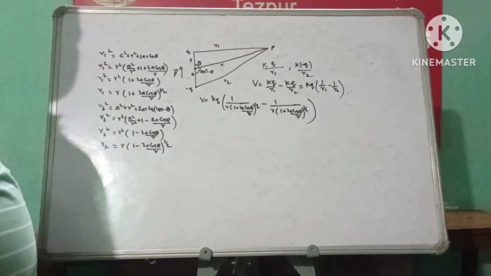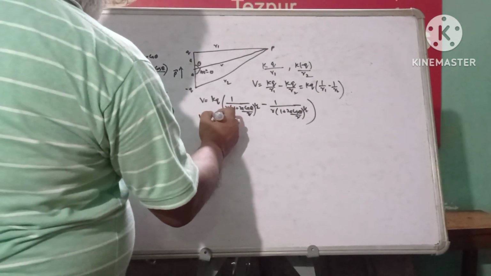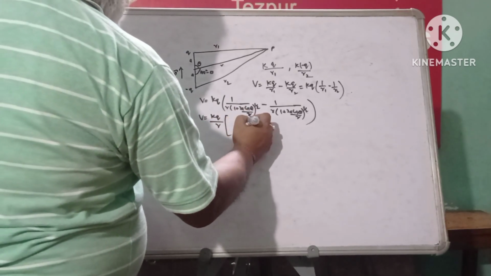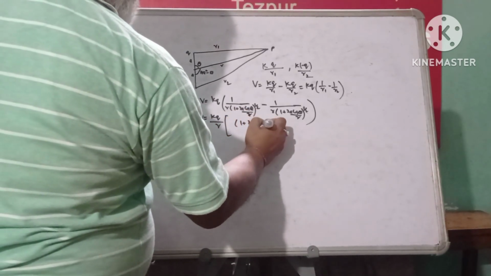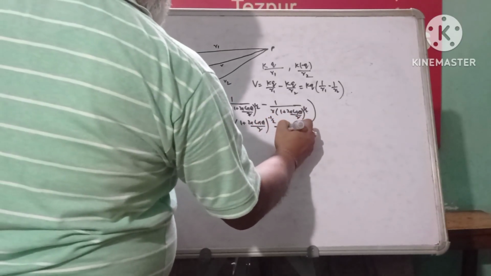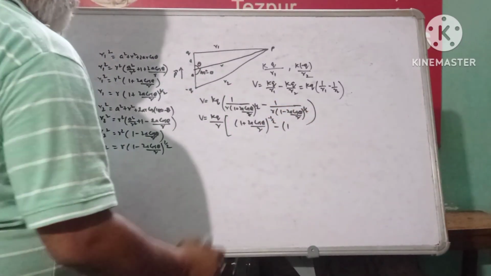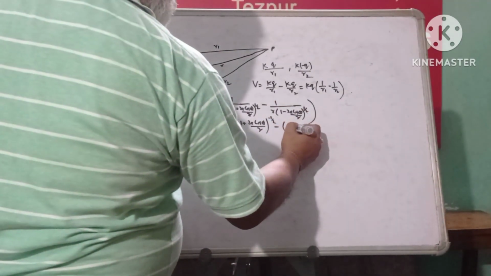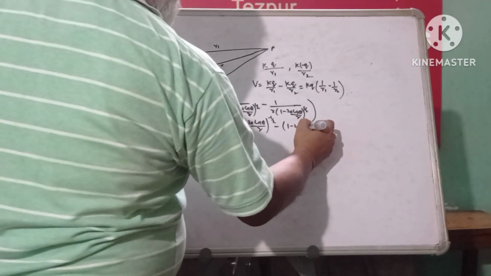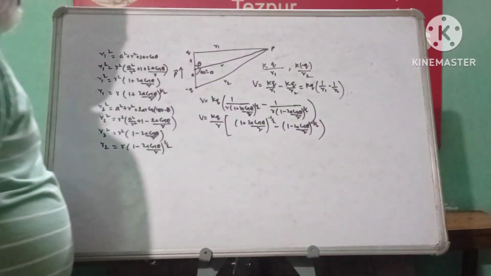Now you do like this, that is V is equal to kq by r. This is common. So here, (1 plus 2a cos theta by r) to the power of minus half minus 1, sorry, this is minus, (1 minus 2a cos theta by r) to the power of minus half. So now I am going to use the binomial expansion.